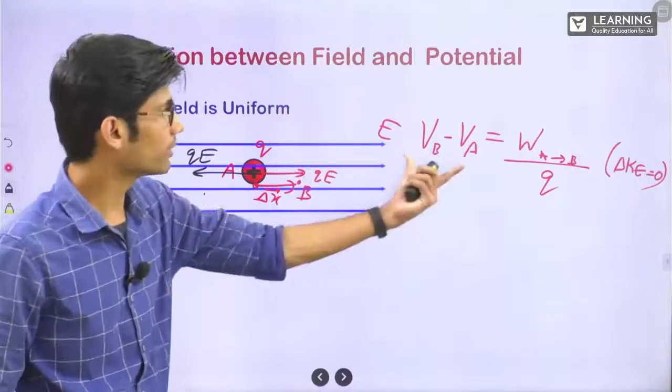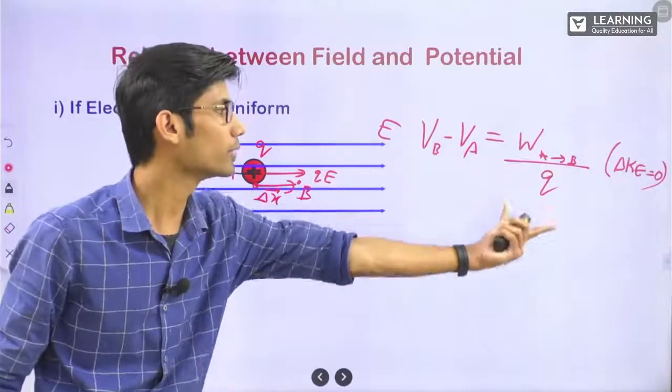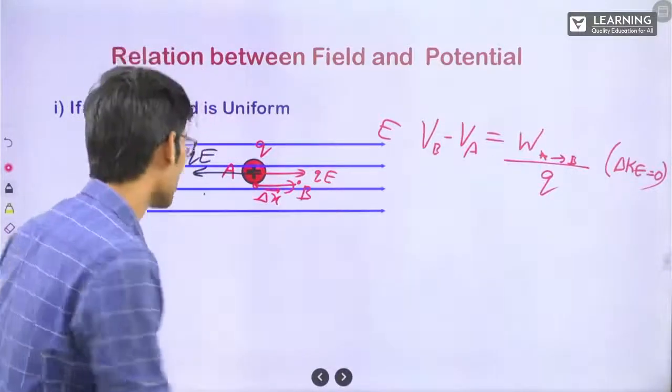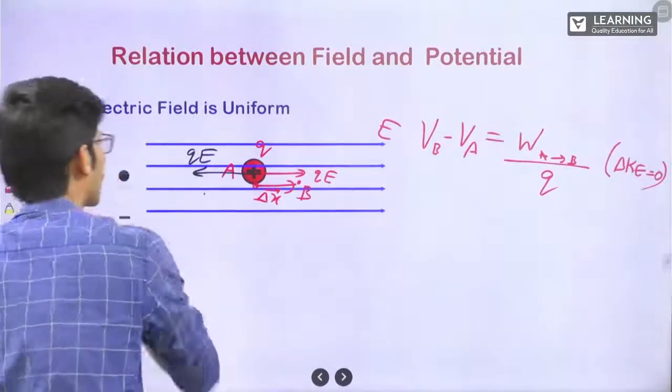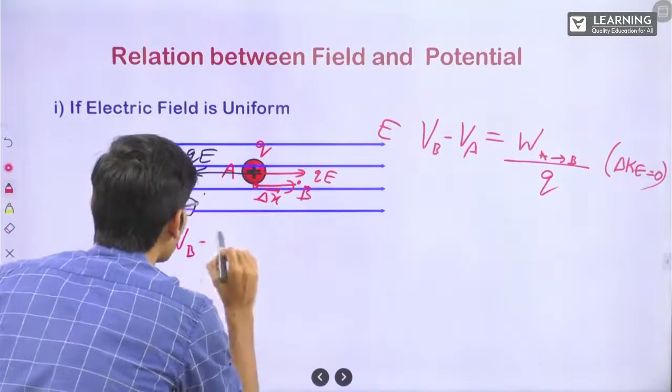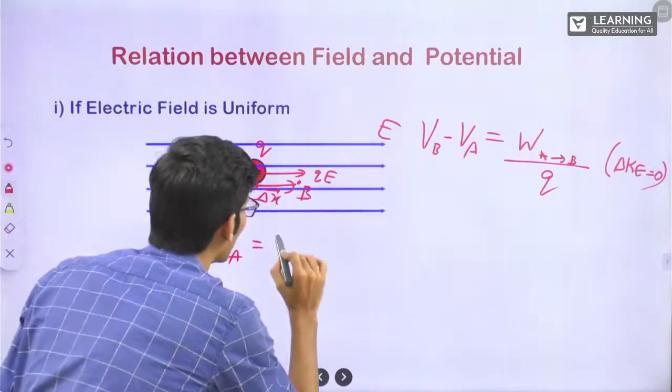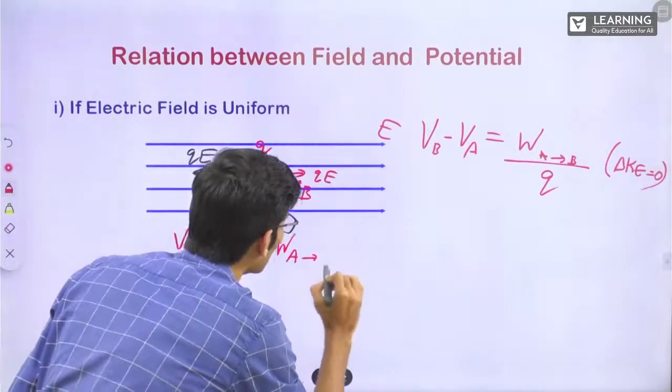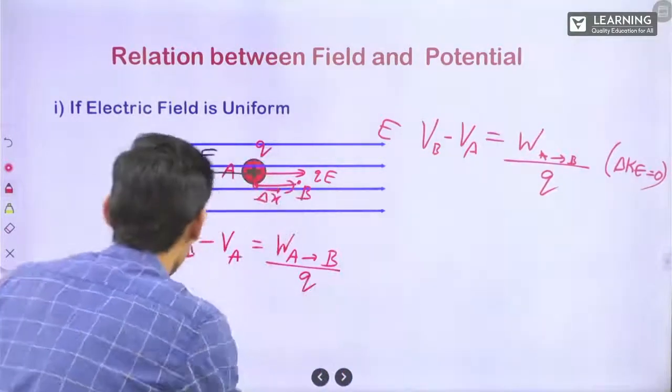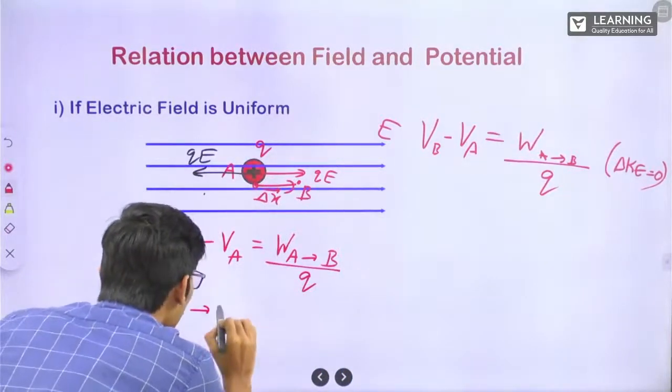Clear? VB minus VA is equal to work done from A to B per unit charge without the change in kinetic energy. Now understand, here only I'll write VB minus VA is equal to work done from A to B divided by Q. Work done from A to B I have to take out now.